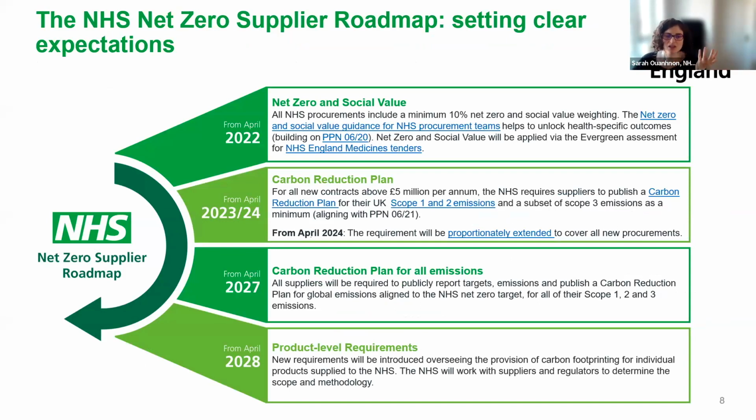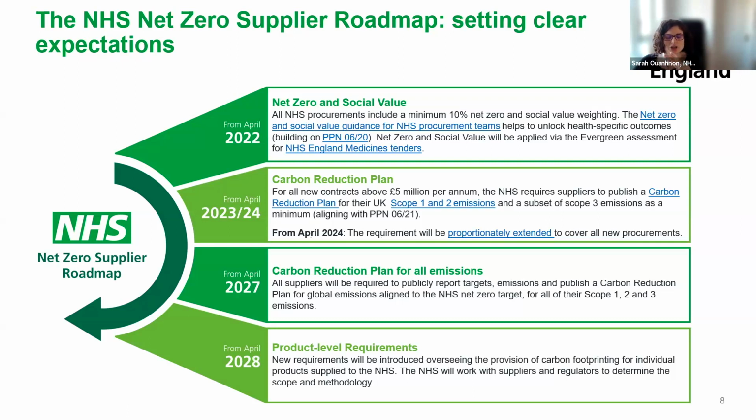Then from 2023, we're starting to look at company level targets. And so we're asking our suppliers of contracts above £5 million to have a carbon reduction plan on their scope 1 and 2 emissions and a subset of scope 3. Next year, we're going to extend that to cover many more procurements. And then from April 2027, we will extend that to also include scope 3 emissions. And then in 2028, we look at product level requirements.